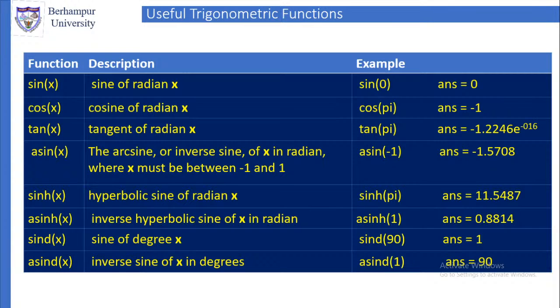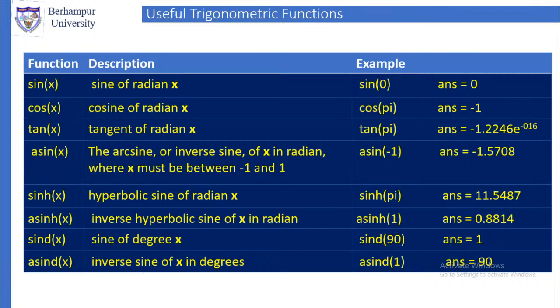Then sind x, this is sine of x in degrees. So x is in degrees; sin x is for radian, sind x is when x is in degree. Similarly, asind x is the inverse of sine x, and the result is expressed in degrees. Now this d you can use for sine, cosine, tan, all of these. Similarly, for all these cases you can use d. So these are useful trigonometric functions that we come across when we write programs.